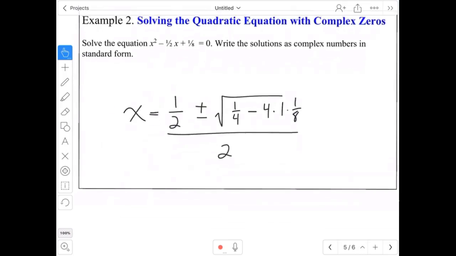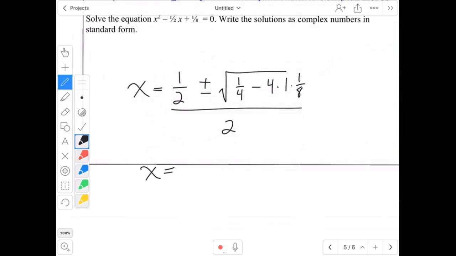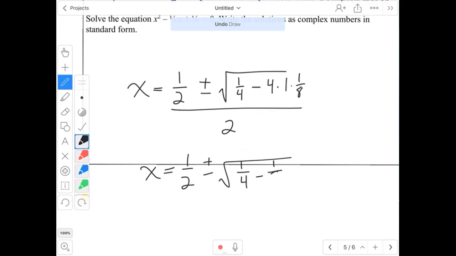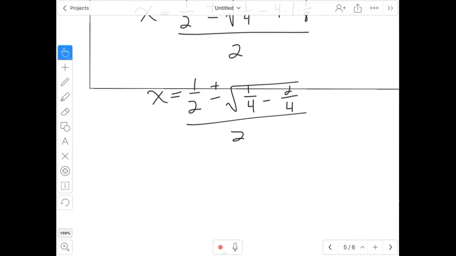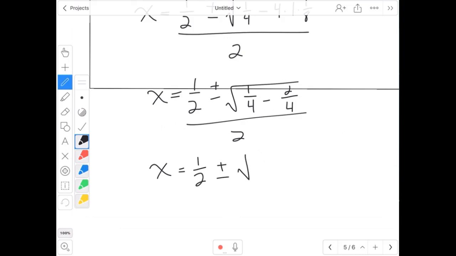So we're going to end up with x equals 1/2, plus or minus. So 4/8 would be, so in that square root we have 1/4 minus 1/2. Okay, so let's get common denominators there. So that's going to be minus 2/4 all over 2. So if I keep on going here, x is equal to 1/2 plus or minus the square root of negative 1/4, or I'll say 1/4 i, all over 2.